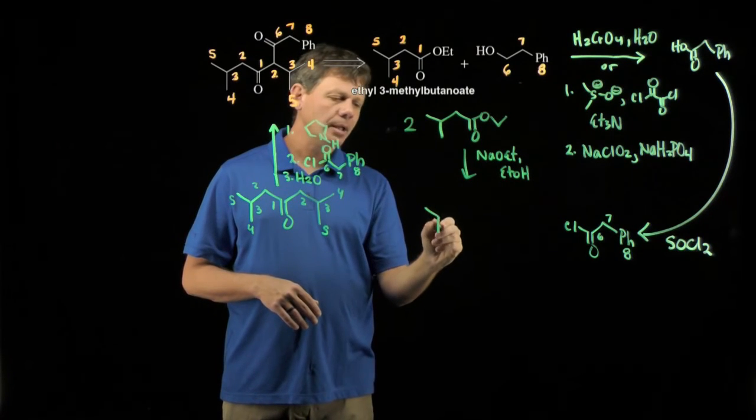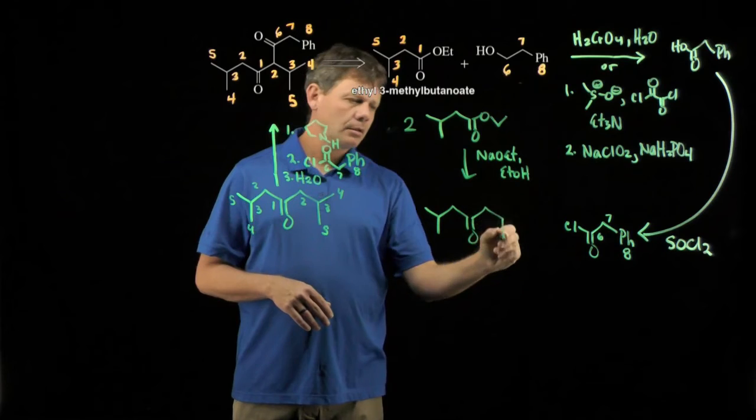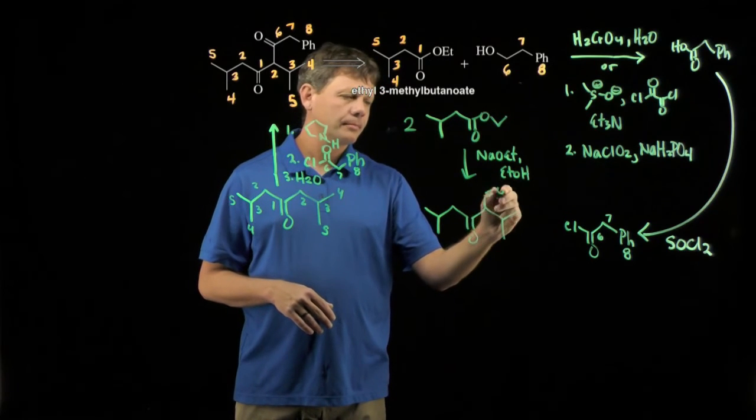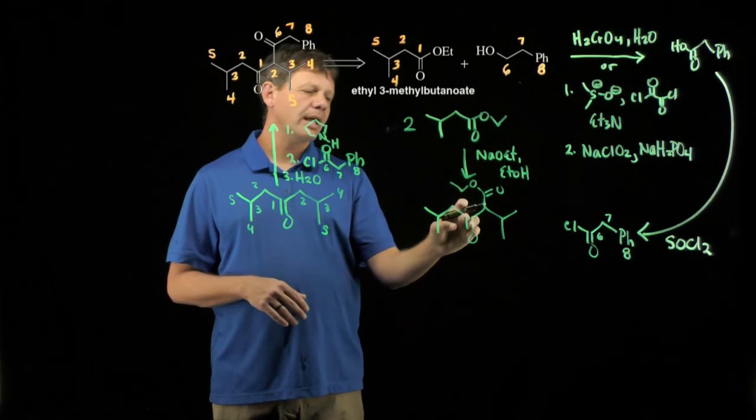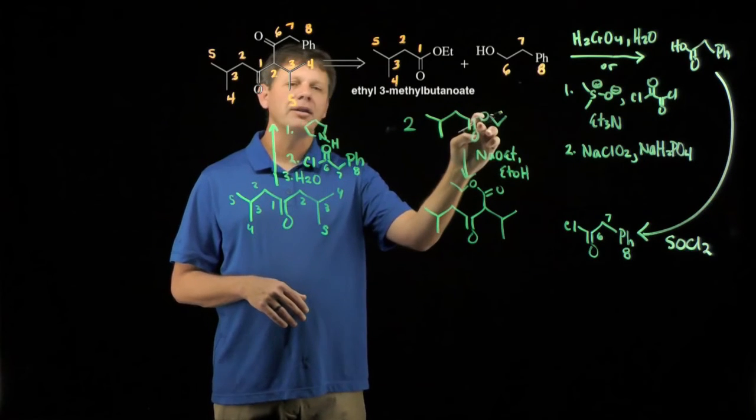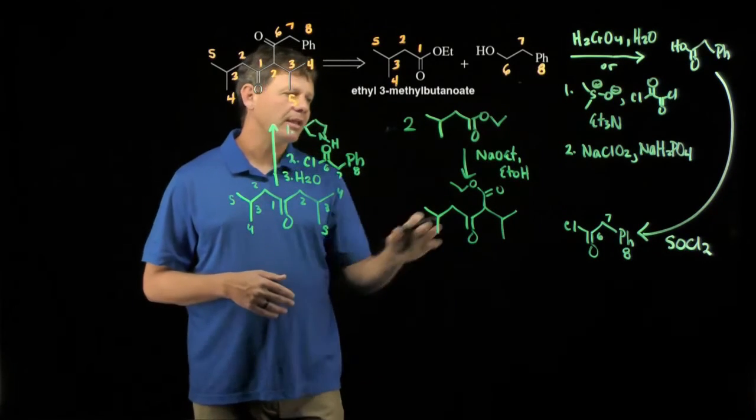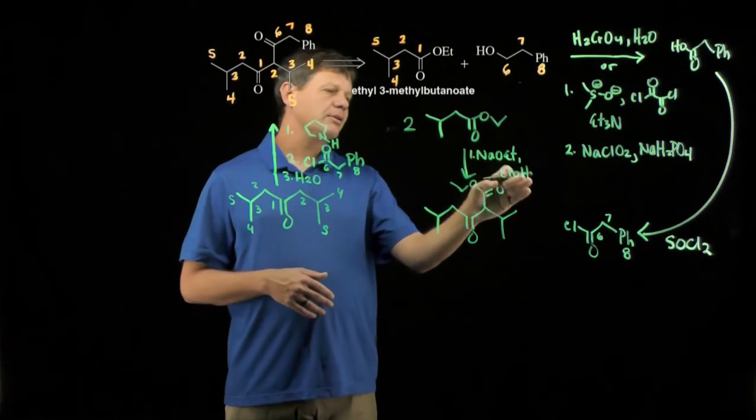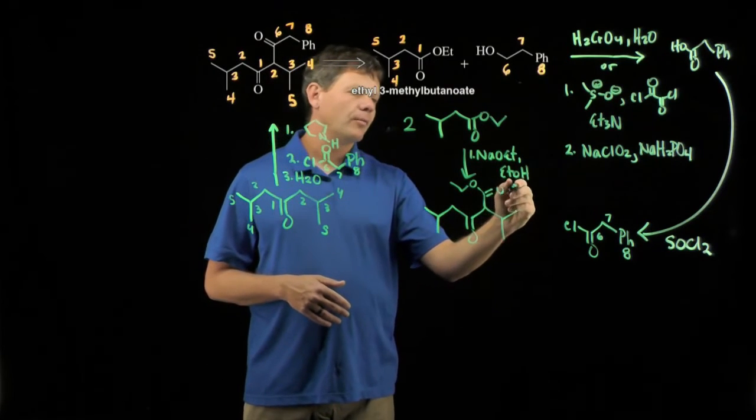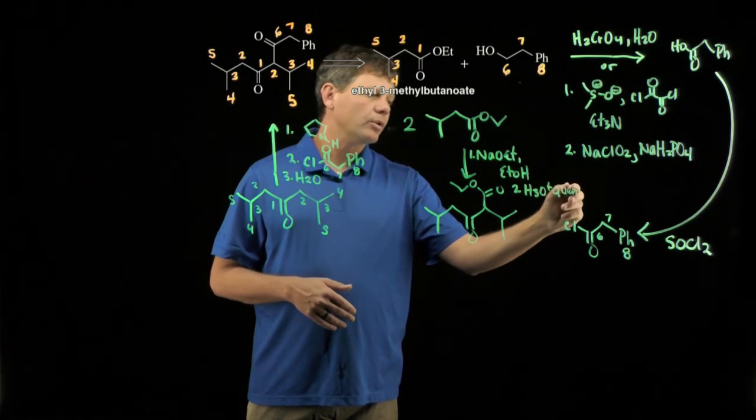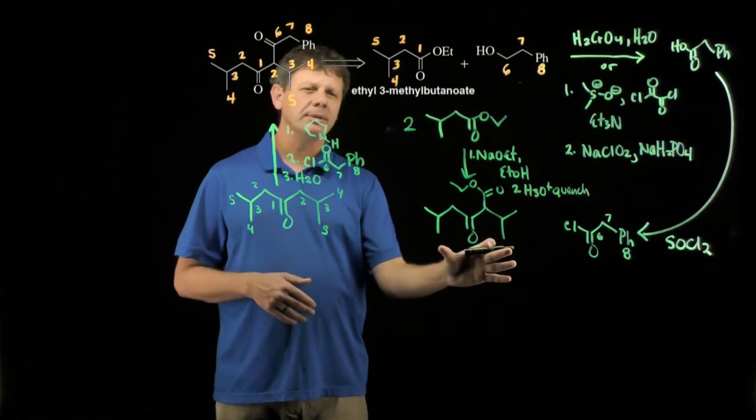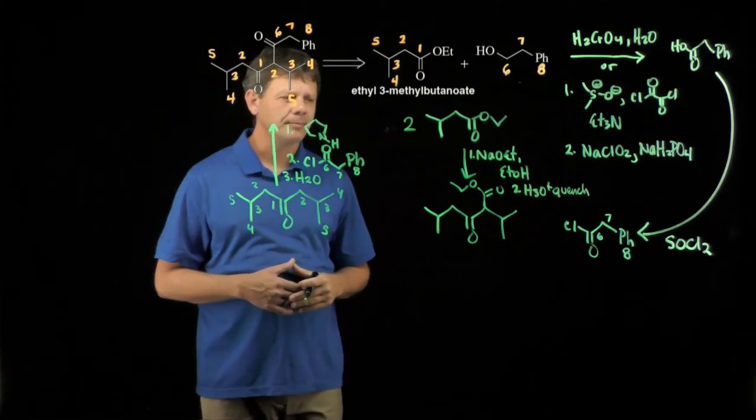The product we'll end up with will be this. So the enolate at this carbon reacts with the carbonyl of another one. That is the Claisen reaction. The Claisen reaction requires sodium ethoxide and ethanol, and then we have to follow that up by an acid quench. But the resulting product is going to be this beta keto ester.